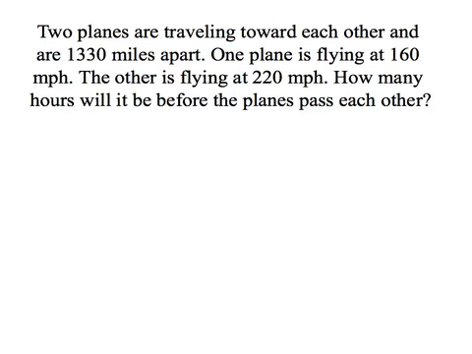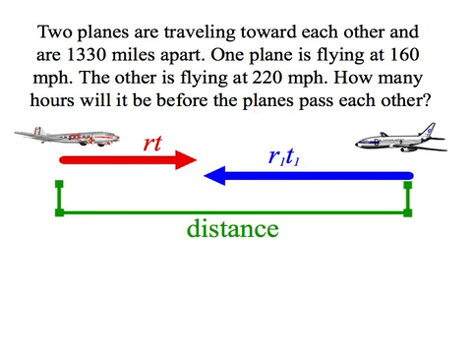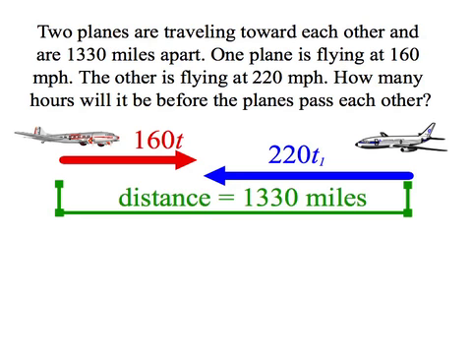2 planes are traveling toward each other and are 1,330 miles apart. One plane is flying at 160 miles an hour, and the other plane is flying at 220 miles an hour. How many hours will it be before the planes pass one another? Well, there's their combined distance from one plane to the other at the starting point. And then the first plane is going 160 miles per hour, so we replace the red R with a 160. And the second plane is going at 220 miles per hour, so we replace the blue R sub 1 with a 220. And then their combined distance is stated in the problem as 1,330 miles.